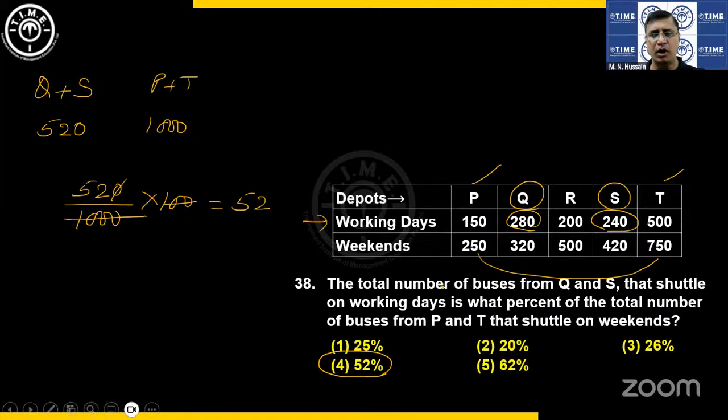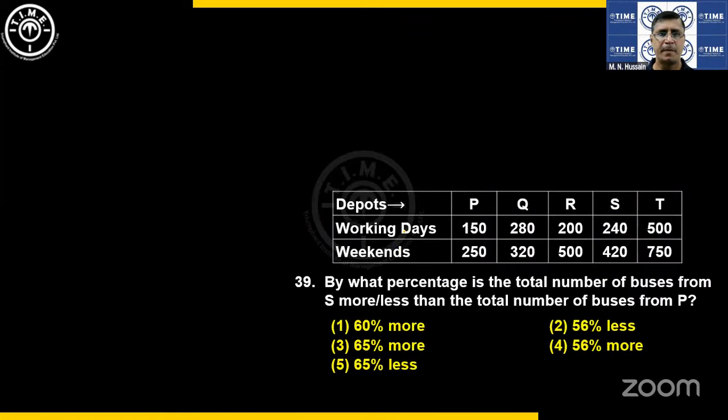Now look at the next example on your screen. By what percentage is the total number of buses from S more or less than the total number of buses from P? What is the total number of buses from S? Sum of these two parts, 240 plus 420, 660. And what about the P? 250 and 150, the value is 400. The value of S, is it more or less?